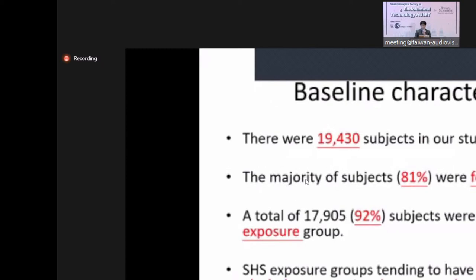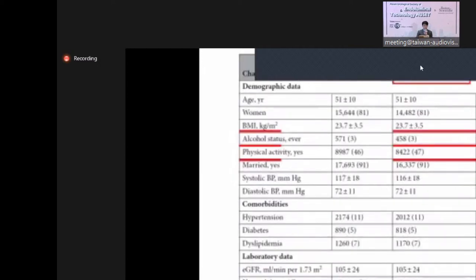Here shows the result. The majority of subjects were female. That's reasonable because a lot of men who smoke were excluded from our study. So there are more females in our study. And a total of 92% of subjects were in the no exposure group, which means 8% of subjects were in the exposure group. We could see this table.